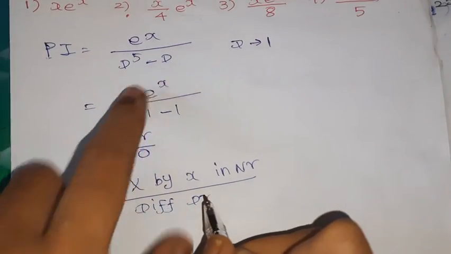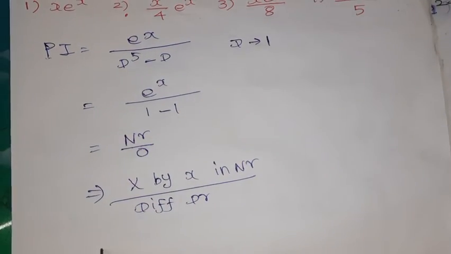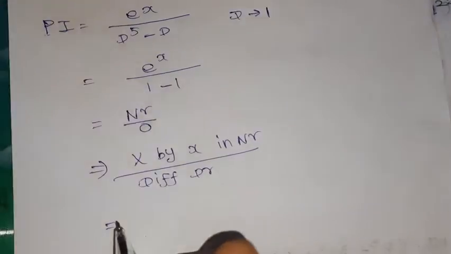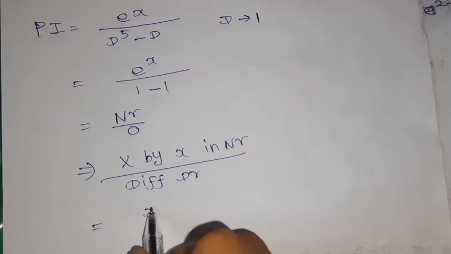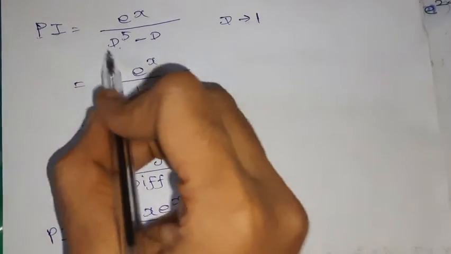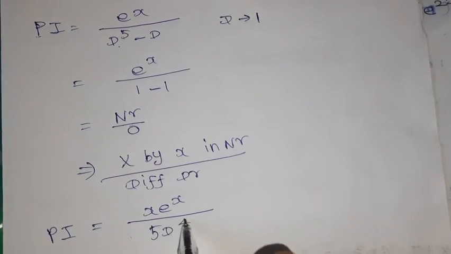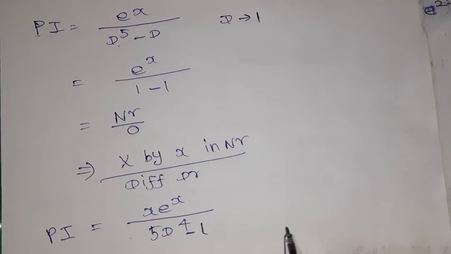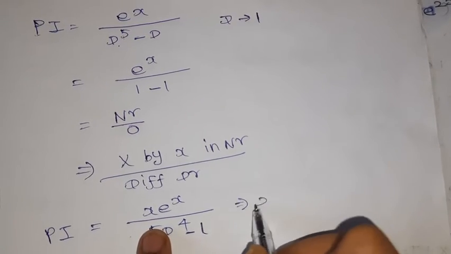Multiplying by x, we get x e power x. Differentiating the denominator, we get 5 D power 4 minus 1. Now substitute D by 1.